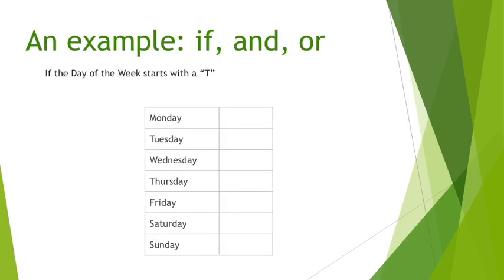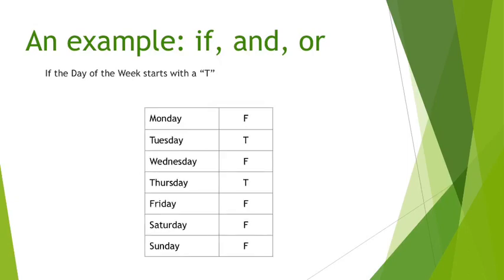So let's use some examples. If the day of the week starts with a T, so kind of go through and think through which of these start with a T, and then you're going to put a little T in the box if they do. Okay, so what I'm thinking is Monday doesn't, Tuesday does, Wednesday doesn't, Thursday does, Friday doesn't, Saturday doesn't, and Sunday doesn't. So the only ones that do start with a T are Tuesday and Thursday.